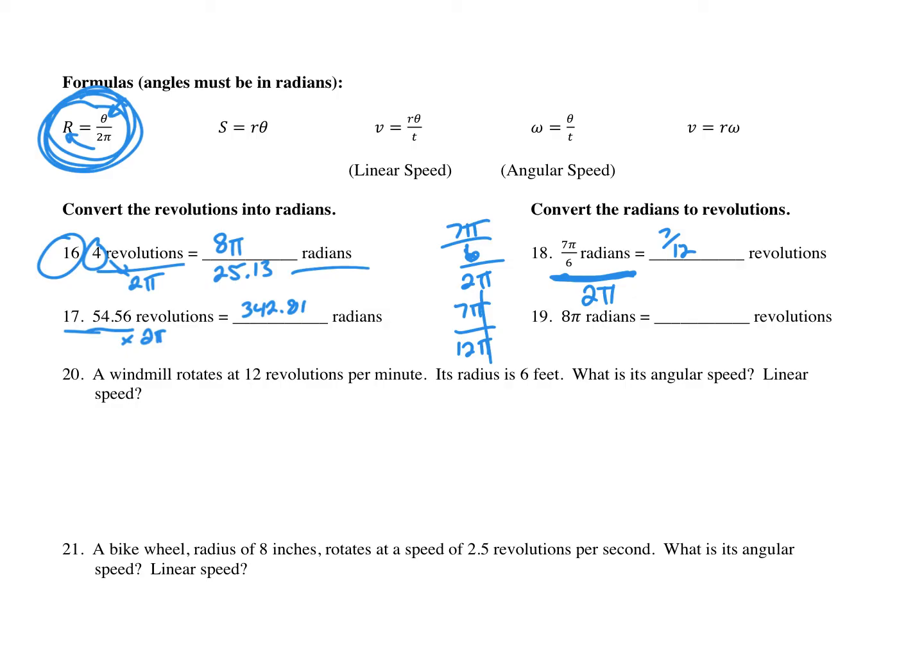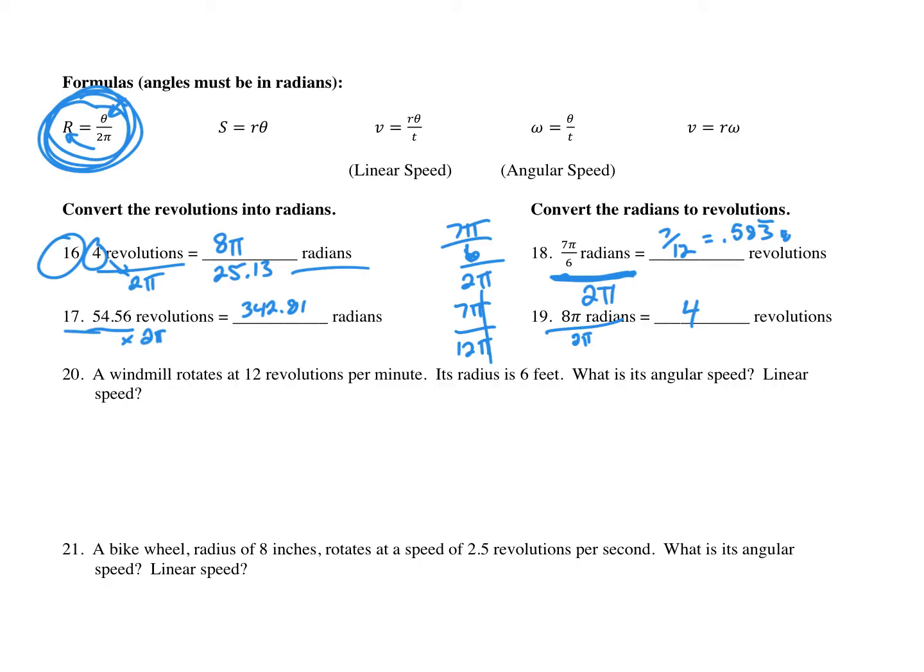If you type that whole thing into your calculator, you would get, as a decimal, about 0.583 repeating revolutions. Then we get the 8 pi radians to revolutions. Let's take 8 pi and divide it by 2 pi. So 8 pi radians is exactly 4 revolutions. We just need to keep track of whether we multiply by 2 pi or divide by 2 pi to go between radians and revolutions.